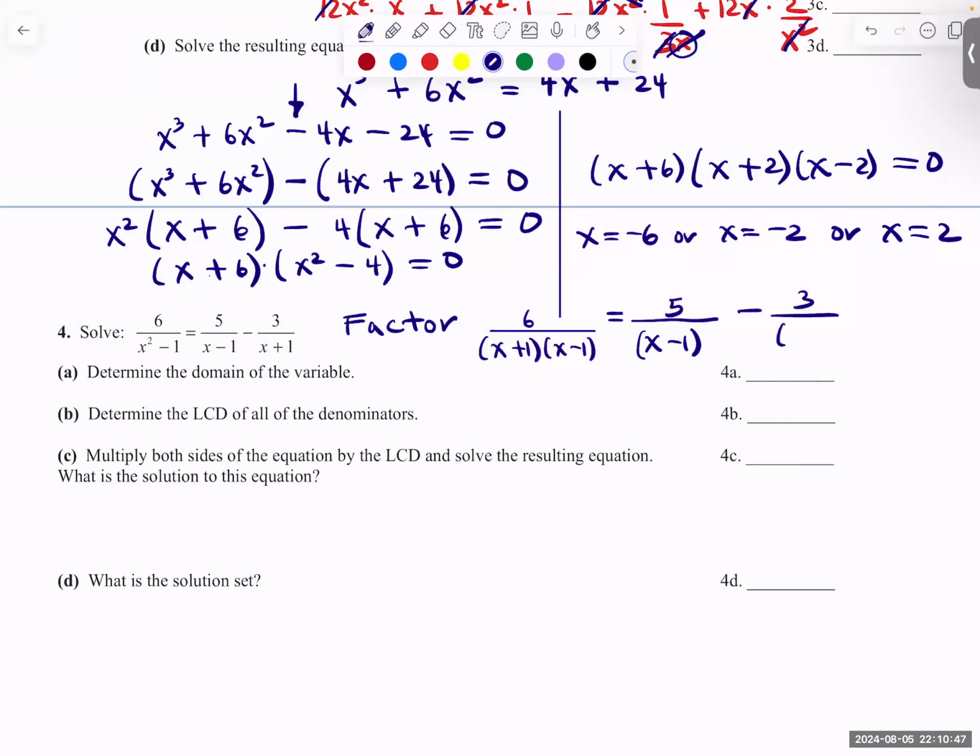-3 over x plus 1. So the domain, or possible solutions, is that x could be any real number except -1 and +1. Another way to state this more briefly is just to write x cannot equal +1 or -1. Again, that could also be written: the domain is all real numbers except the set with curly braces, +1 or -1.